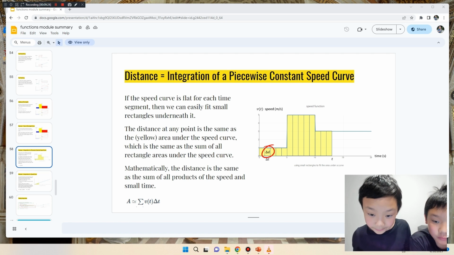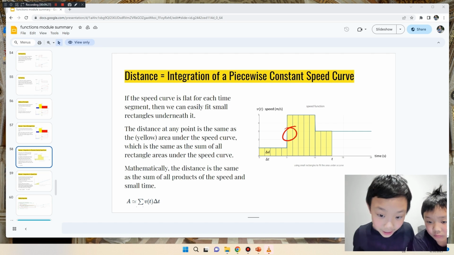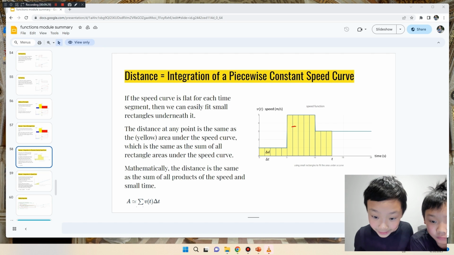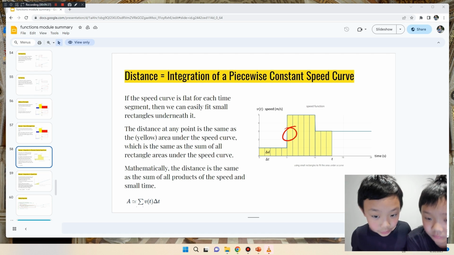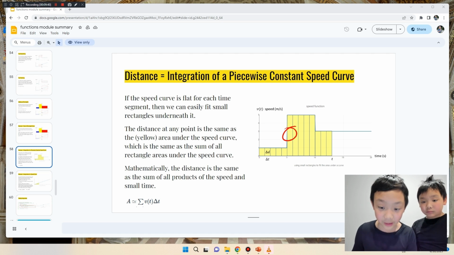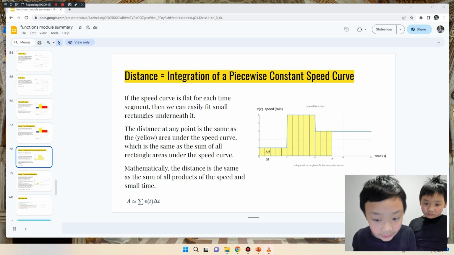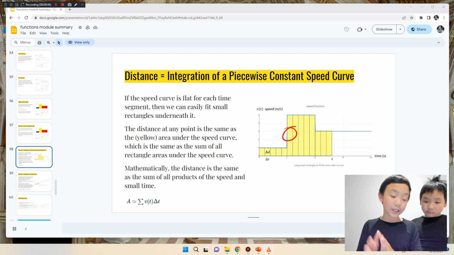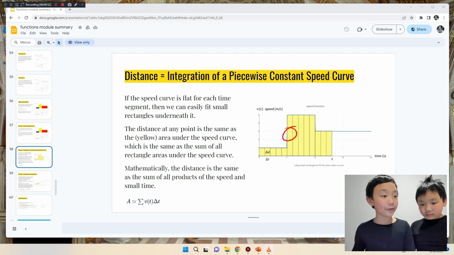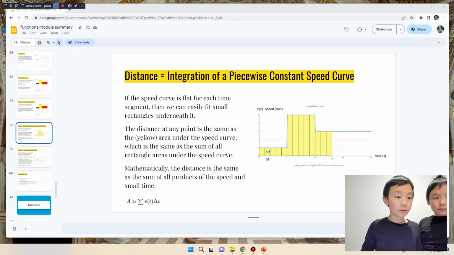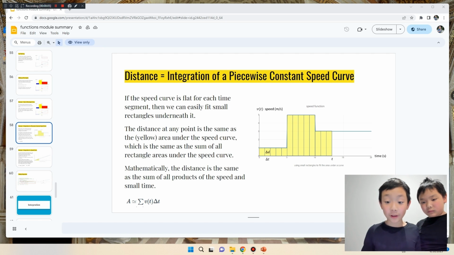We can see more clearly if we do this. Now the speed is 5 meters per second, and the change in time from 5 to 6 is 1. So you do 1 times 5, because that's the speed, which gives you 5. That's the area of this rectangle right here, and the area of the rectangle is equal to the distance. So the distance for time 5 is 5. As you can see here, the rectangles fit perfectly under the speed curve.